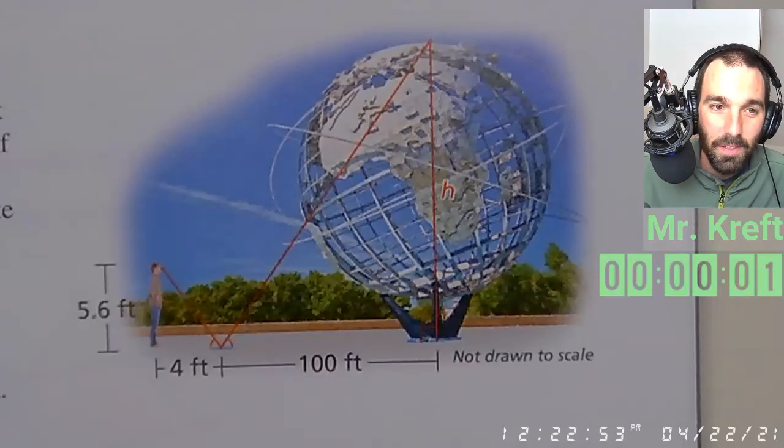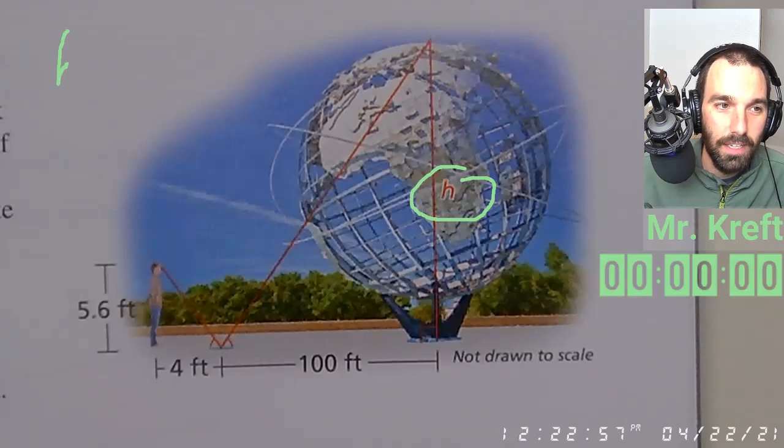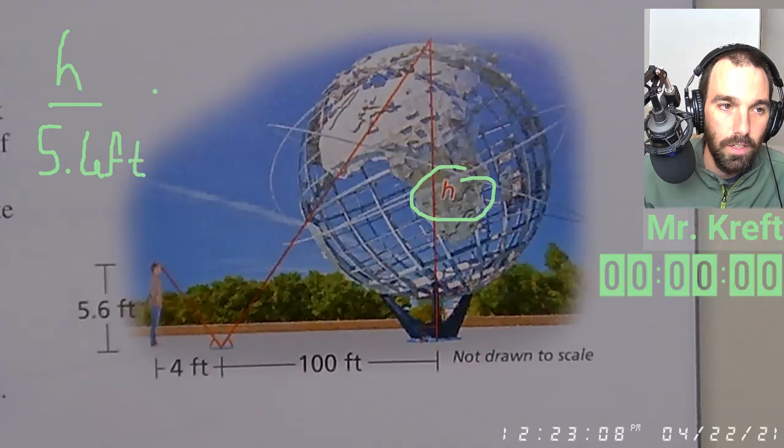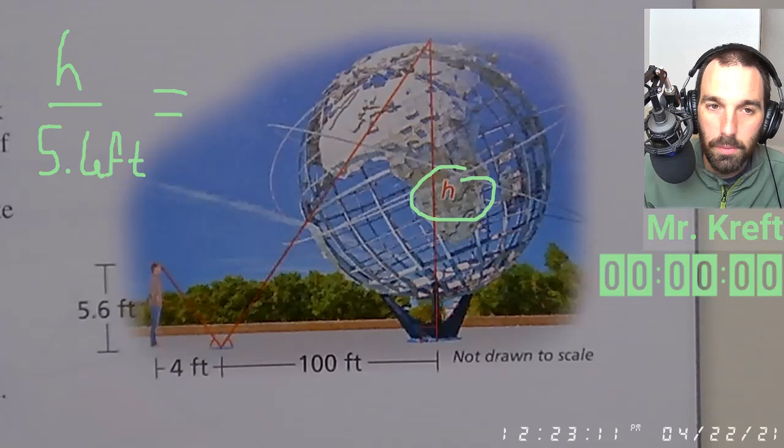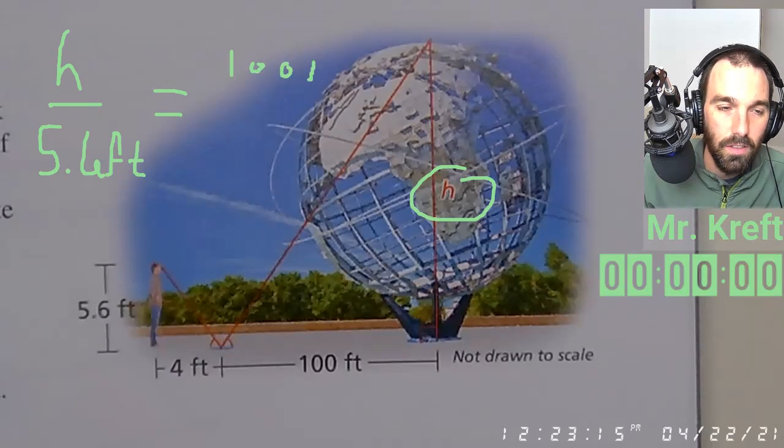All right, so I want to find the height of this globe. So I'm going to start out with the height, and I'm going to say the height over. Now the height's going to go with the height. So in this case, my person is 5.6 feet tall. I'm going to set that equal to, so I started with the height of this, so it's 100 feet, right, to my 4 feet from the mirror.